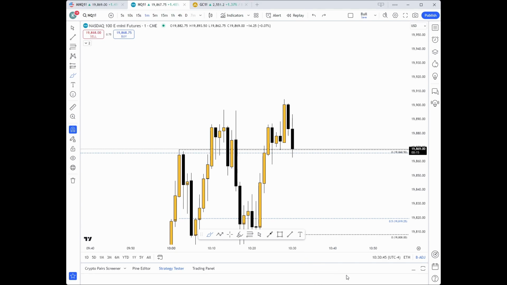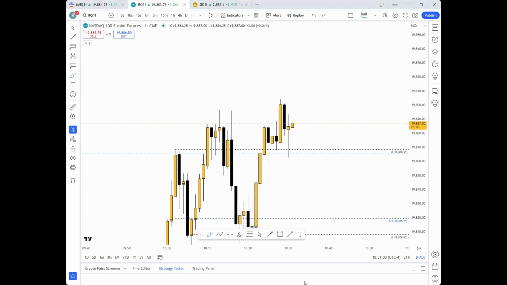What do we get now? That's a nice sweep of that. I'd be more interested if we had failed this high. Right? This is challenging. Might deliver at least one more push up.